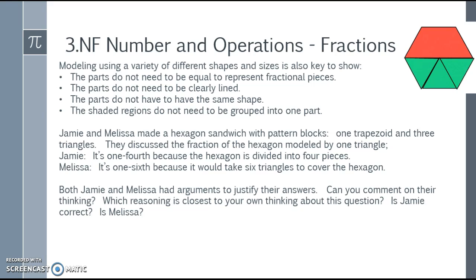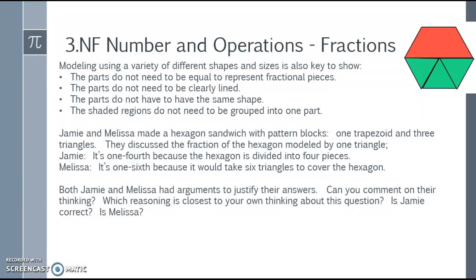Modeling using a variety of different shapes and sizes is also key to show us the parts do not need to be equal to represent fractional pieces. The parts do not need to be clearly lined. The parts do not have to be the same shape, and the shaded region does not need to be grouped into one part. Jamie and Melissa made a hexagon sandwich with pattern blocks, 1 trapezoid and 3 triangles as pictured in the top right.